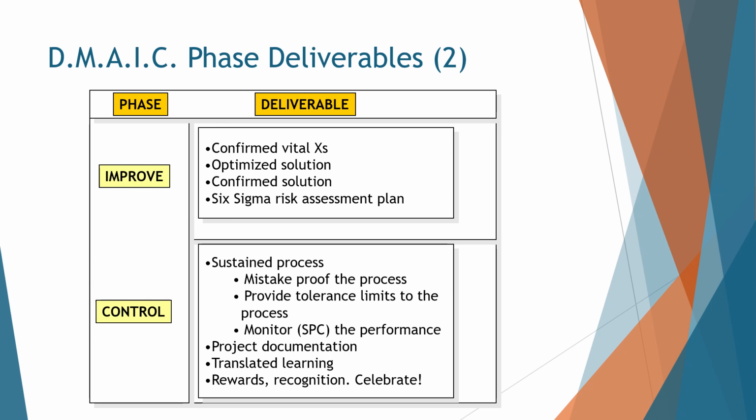There's going to be a sustained process. You're going to mistake proof the process, so you're going to prevent the mistakes from occurring in the first place. You're going to provide tolerance limits to the process. You're going to monitor statistical process control, the performance. You're going to have project documentation, translated learning, rewards, recognition, celebrate.